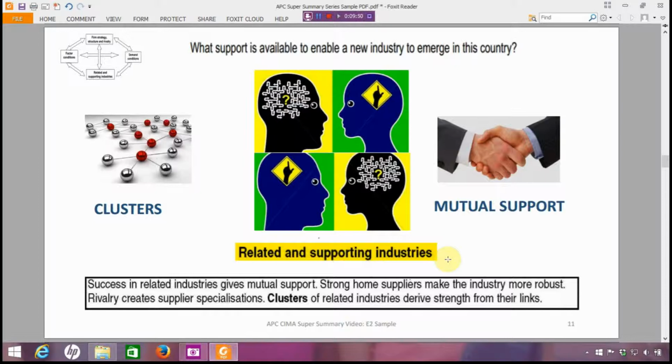Now, what those firms will have done is a certain amount of sharing of knowledge, a certain amount of mutual support. And in effect, what we're saying is that there were clusters of small firms within related industries giving support to each other and, as we said here, deriving strength from their links. So the key word for us is certainly clusters, but I guess the key thing is that these firms helped each other. Yeah, they needed to, and they did. Okay.